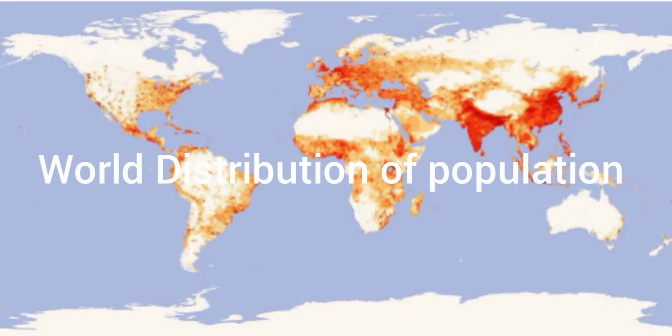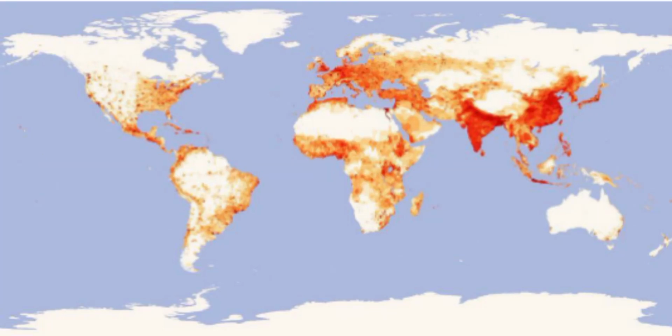In today's video, I'm going to talk about the world distribution of population, how human beings are unevenly distributed all over the earth's surface. So there are countries which are overflowing with population and there are some countries which have very sparse population. There are large areas which are still uninhabited. Very few people are still living there.